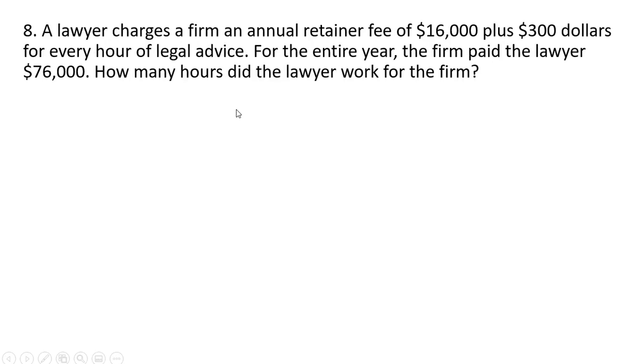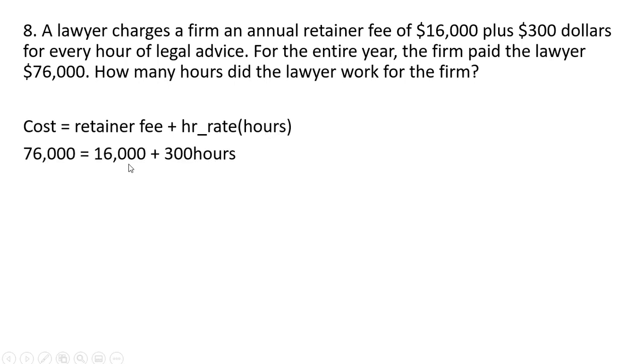A lawyer charges a firm an annual retainer fee of $16,000 plus $300 for every hour of legal advice. For the entire year, the firm paid the lawyer $76,000. How many hours did the lawyer work for the firm? So we're going to set up the cost equation. So cost equals the retainer fee plus the lawyer's hourly rate times the number of hours that the lawyer worked. We know the cost here is $76,000 for the year. The retainer fee is $16,000 plus the hourly rate. The hourly rate is $300.